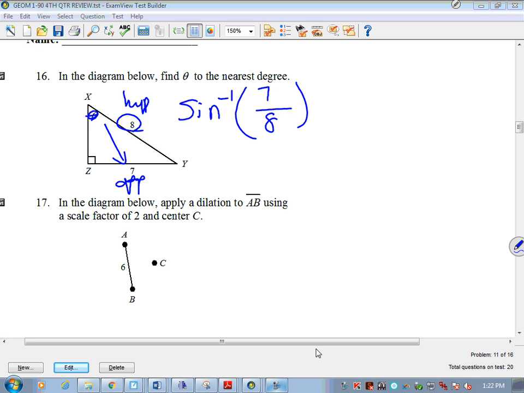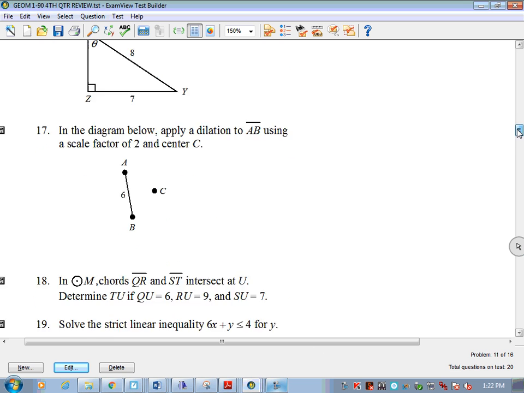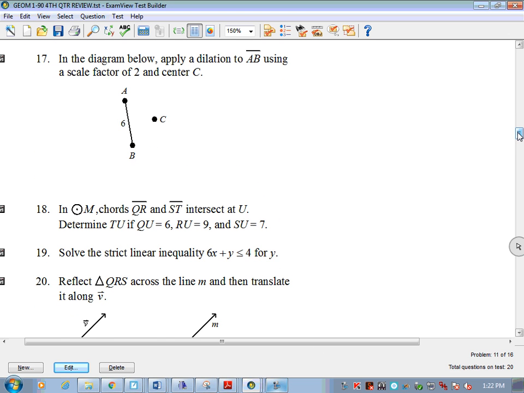61 degrees. Is that the answer? Is it here? 61 degrees. All right, 17. We are getting so close to the end.